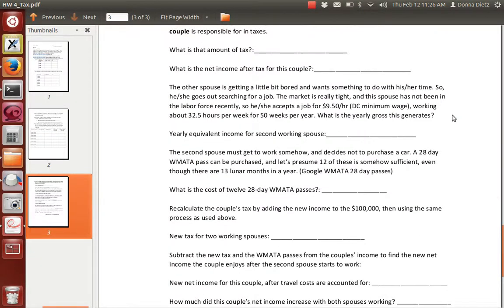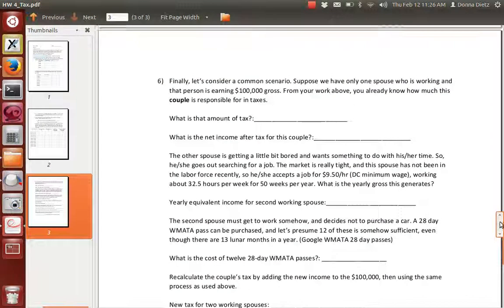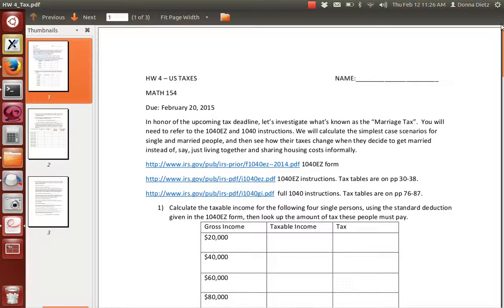So there's no spot on here to report this, but you have to figure this out yourself. It's this many hours per week times this many weeks per year, and that's how many hours that person worked to make that money. So you take that number and divide by the total hours worked, and then you put the effective hourly rate for the second working spouse right there. Okay? And hopefully this will be fun and enlightening. Okay, if you have any questions, let me know.